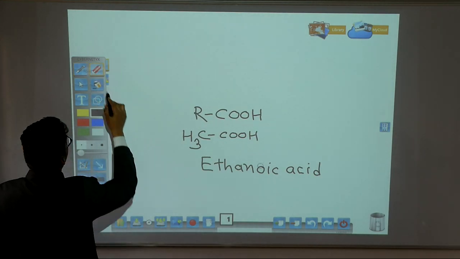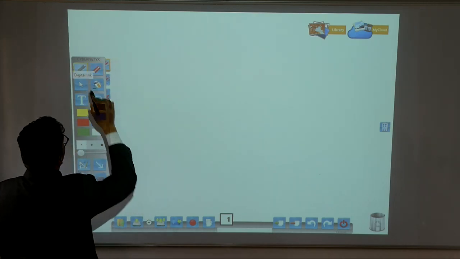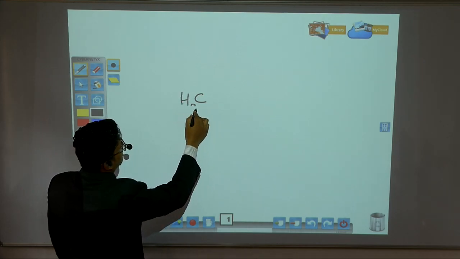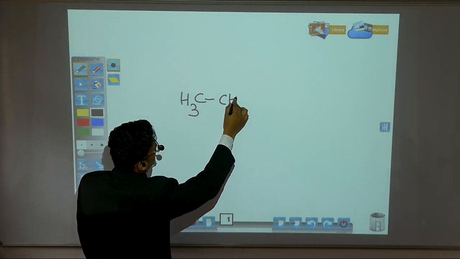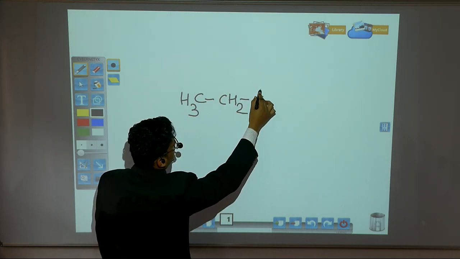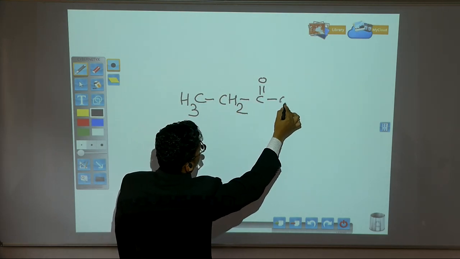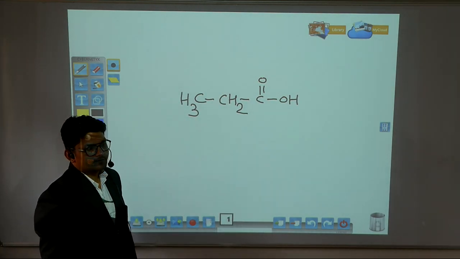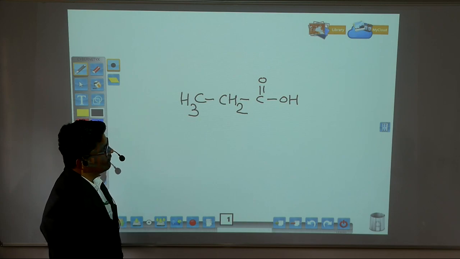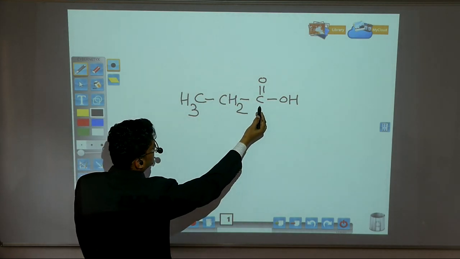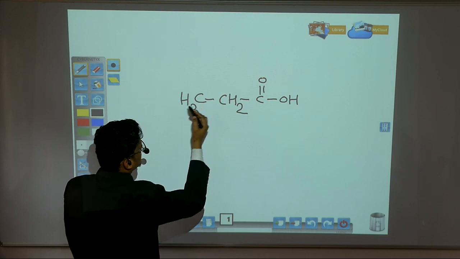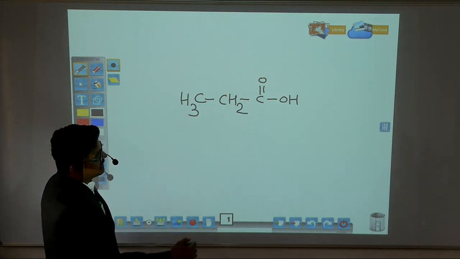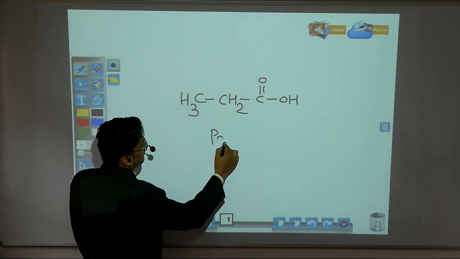So we will begin with another example. For example, this is another acid which contains 3 carbon atoms. As per the first step, we have to count the number of carbon atoms. So we can see here, this is the first carbon atom, this is the second carbon atom, this is the third carbon atom. So there are 3 carbon atoms, so the parent name will be propane.